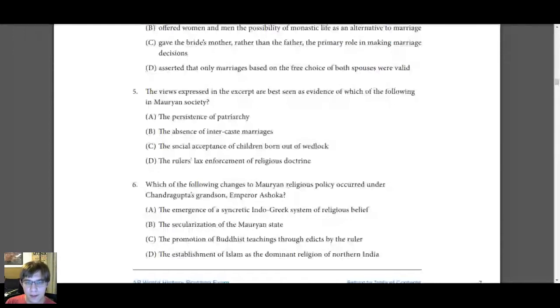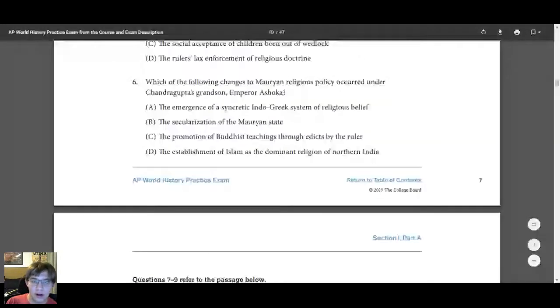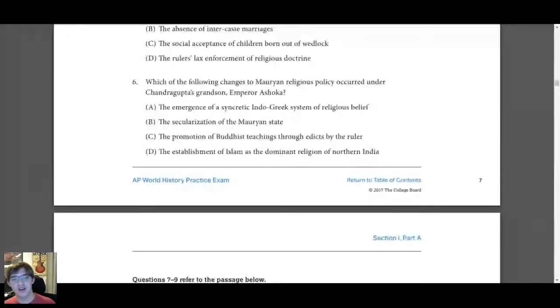Yeah. Which of the following changes to Mauryan religious policy occurred under Chandragupta's grandson, Emperor Ashoka? So Vinny's already just jumping the gun. All right. A, the emergence of a syncretic Indo-Greek system of religious belief. B, the secularization of the Mauryan state. C, the promotion of Buddhist teachings through edicts by the ruler. Or D, the establishment of Islam as the dominant religion.